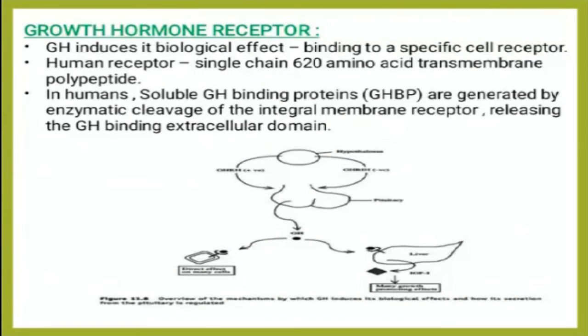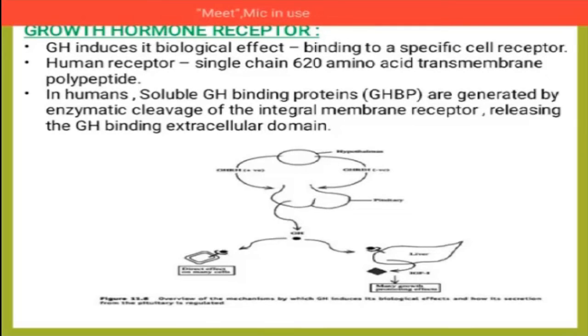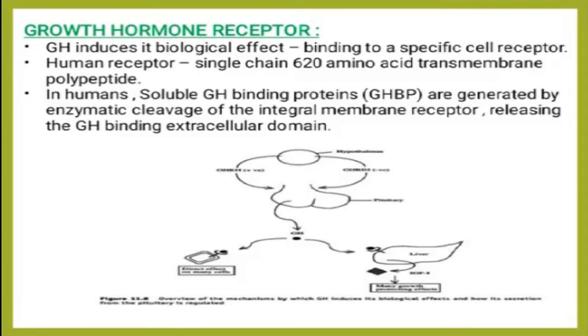Growth hormone receptor. Growth hormone induces its biological effect by binding to a specific cell receptor, the human receptor, a single chain 620 amino acid transmembrane polypeptide. In humans, soluble growth hormone binding proteins, GHBP, are generated by enzymatic cleavage of the integral membrane receptor, releasing the growth hormone binding extracellular domain.